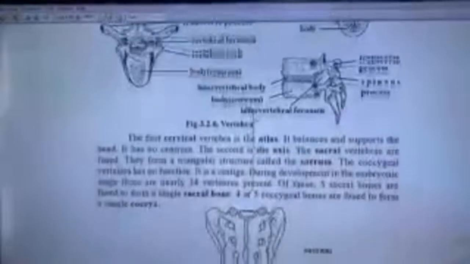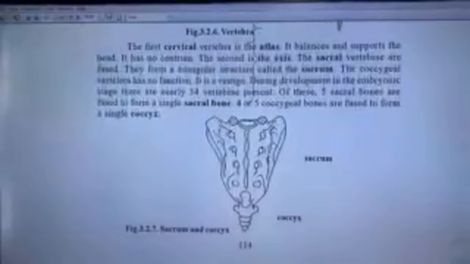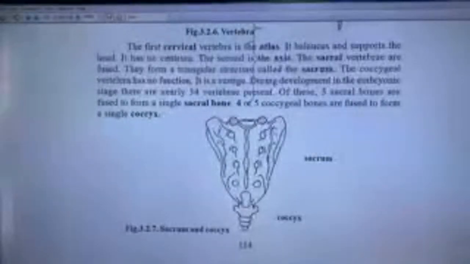The first cervical vertebra is the atlas. It balances and supports the head. It has no centrum. The second is the axis. The sacral vertebrae are fused. They form a triangular structure called the sacrum. The coccygeal vertebra has no function. It is a vestige from development.